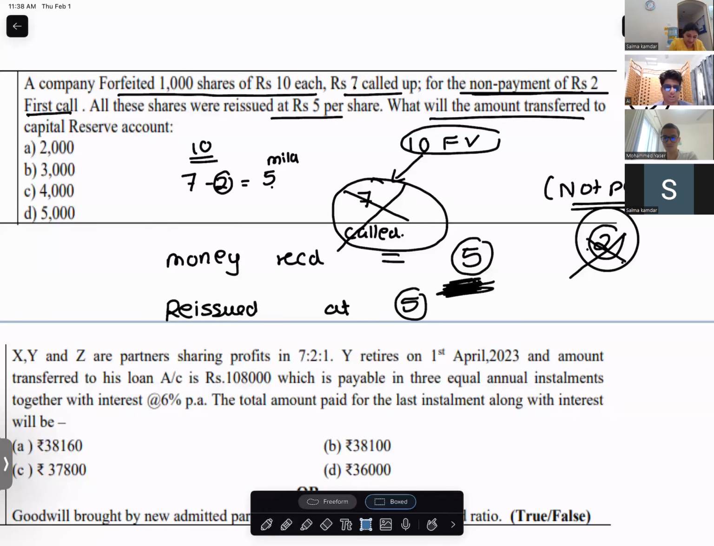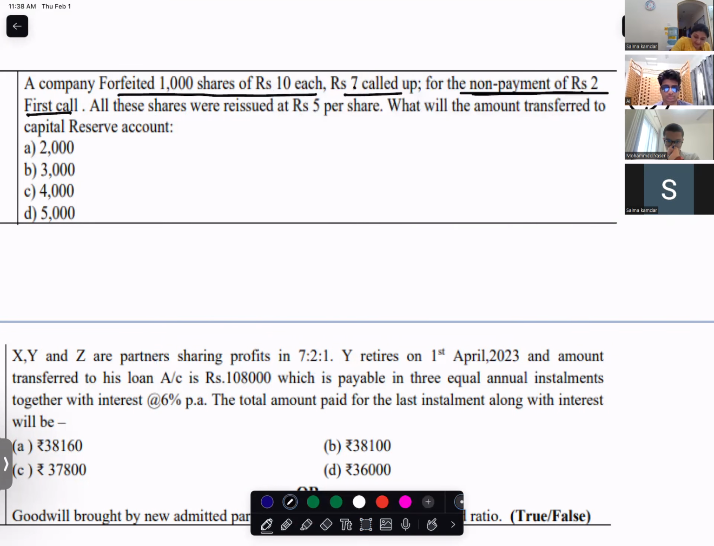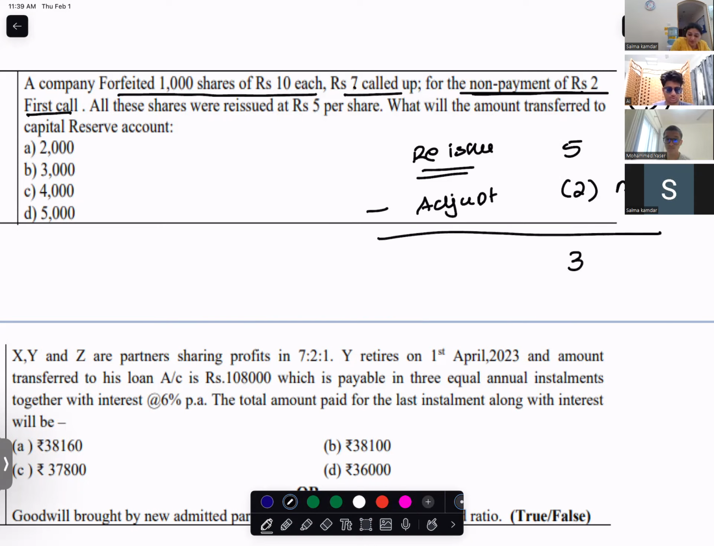When I am reissuing the shares, I am reissuing them at 5. From this, I have to adjust the 2 that is not received. So what is my profit per share? 3 is the profit. So it will be transferred to capital reserve. So the amount will be 3,000.